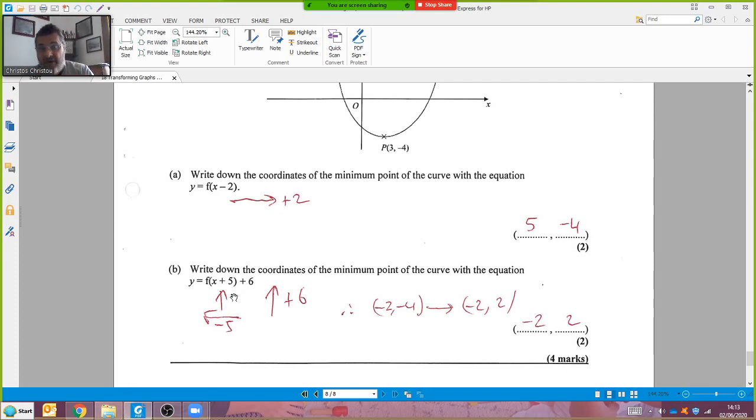It's not asking you to draw it. You've got a blank grid there with nothing to help you. It wants the point of the minimum. So if I'm going to go left 5 units, if I go 3, take away 5, end up with -2, -4, don't I? Because the -4 hasn't moved yet. And if I'm going to go up 6 units, I'm going to take my -4 and add on 6 onto my y bit, and that will give me 2. So for the 2 marks, it's (-2, 2).